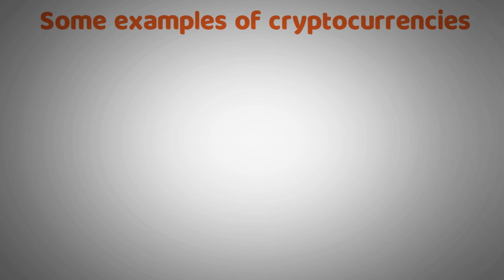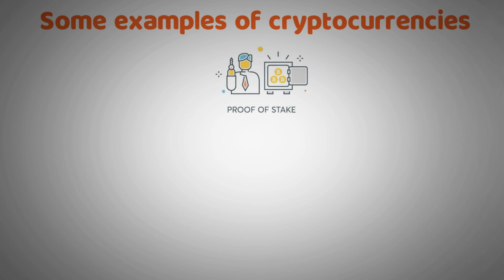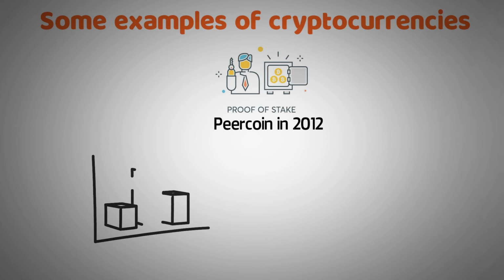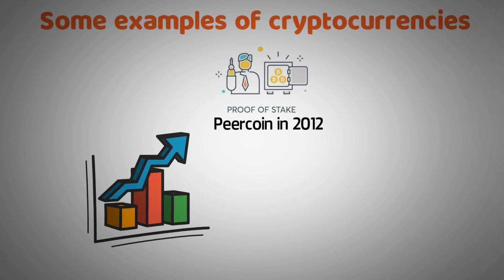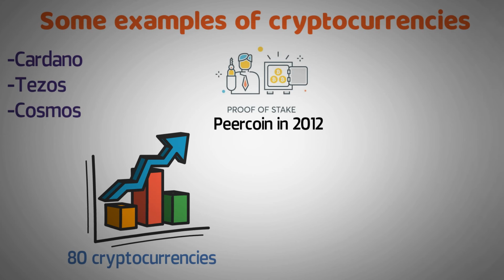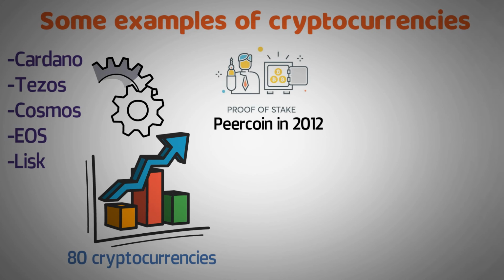Some examples of cryptocurrencies. The first functioning use of proof-of-stake for cryptocurrency was Peercoin in 2012. The protocol mechanism's popularity is steadily increasing, with about 80 cryptocurrencies already using the protocol. Some well-known names like Cardano, Tezos, Cosmos, EOS, Lisk, and Atmos all use proof-of-stake consensus mechanisms.